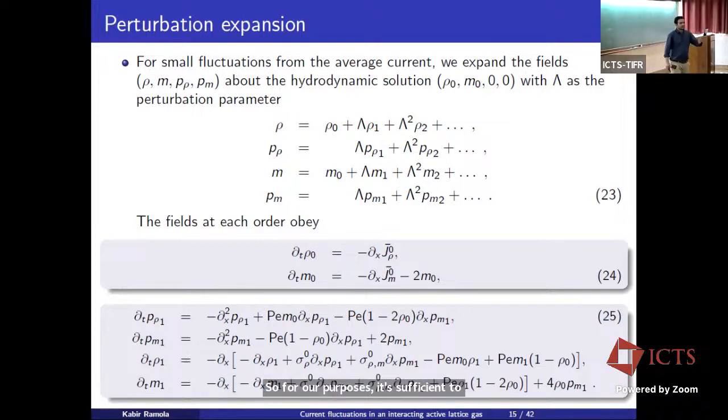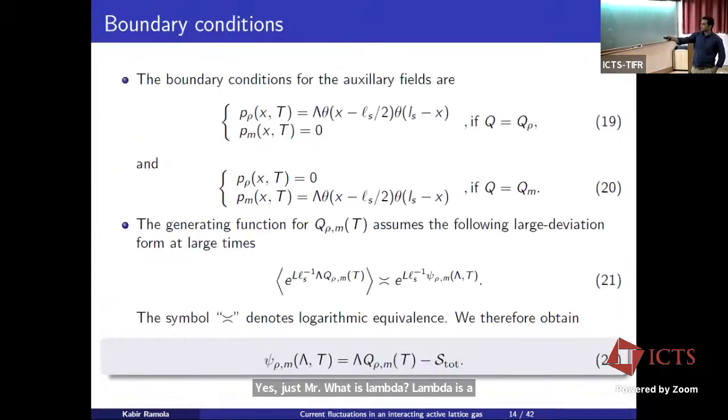I just missed, what is lambda? Lambda is a perturbation parameter. It is the bias.